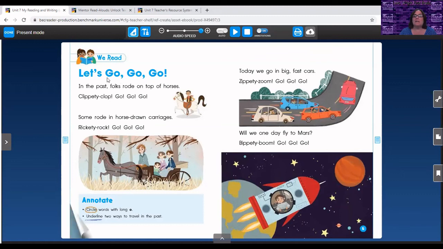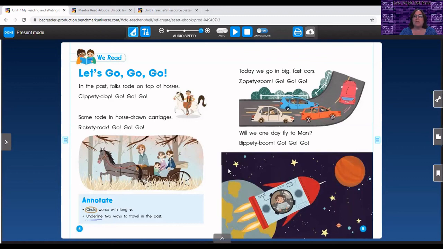And let's listen. Let's go, go, go. What word did you hear? Go. So go has the long O sound. All right, when you're done reading it, and you've found the words with long O, you can just say them out loud or write them. I want you to find 2 ways that people traveled in the past. So reread this part and you can write them down or just tell whoever you're learning with.